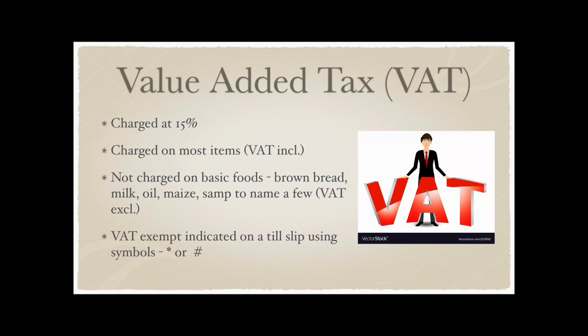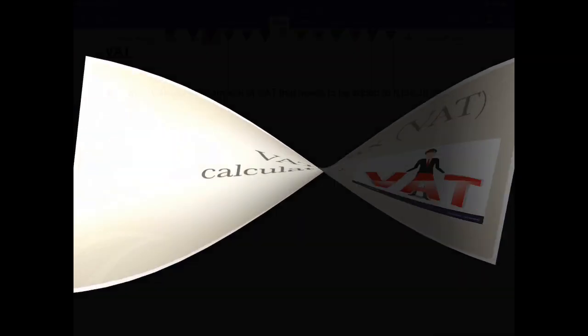For example, brown bread, milk, oil, maize, samp, to name but a few. The government gets extra revenue through VAT. All governments need money to run, and so the VAT is used in order to help the government run the country. The VAT exempt items, or the items without VAT, are indicated by a star or a hashtag when there is no VAT added to it. So please look at your till slips and see how it's indicated.